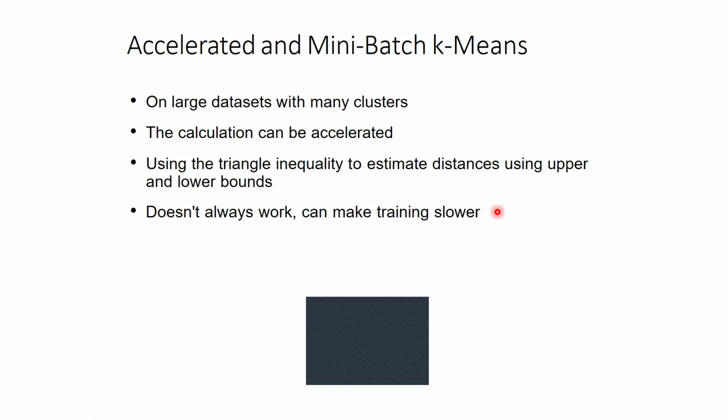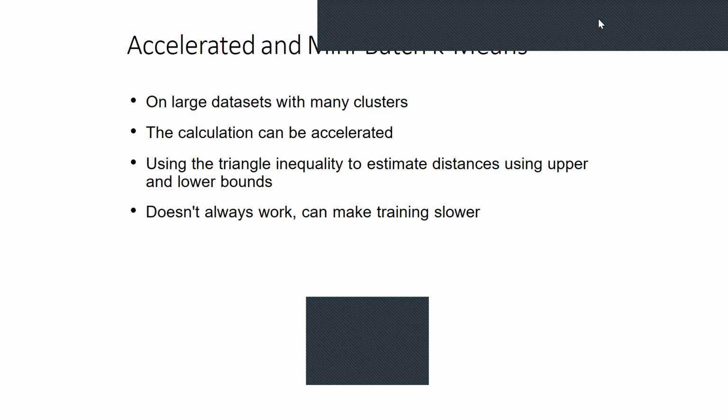So what we'll do here is, on a large data set with many clusters, the calculation can be accelerated. And also we can use the triangle inequality to estimate distance using upper and lower bounds. And it doesn't always work. It can make training a little bit slower.